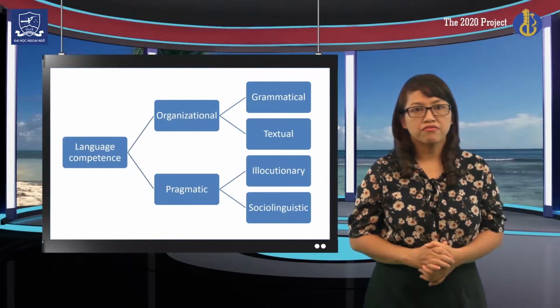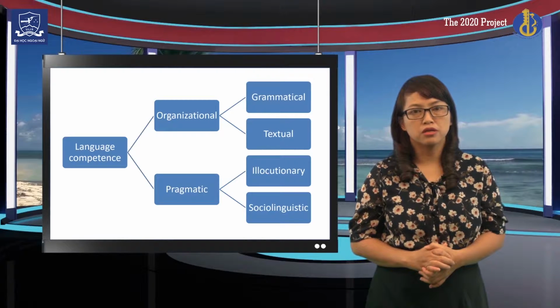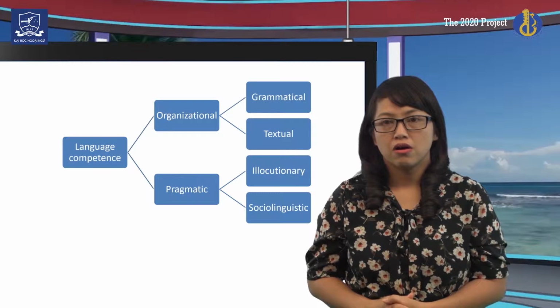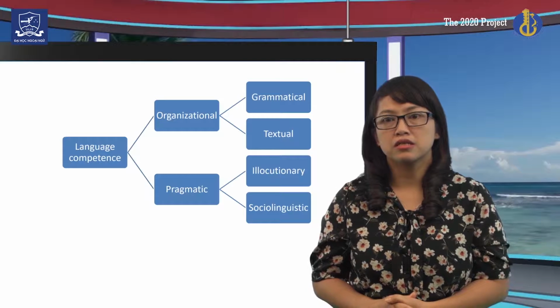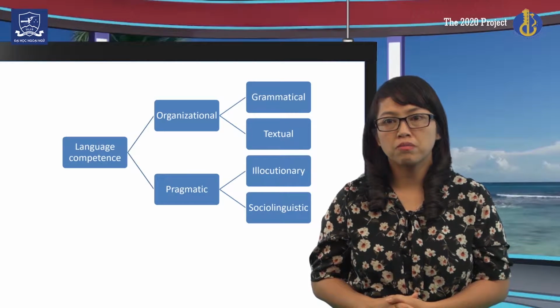Bachman classified the first component, called language competence, into 2 parts: organizational competence and pragmatic competence. Each of these components is still further divided. According to him, language involves the interaction between different components. Organizational competence is the more familiar component in language competence. It includes grammatical and textual competence.